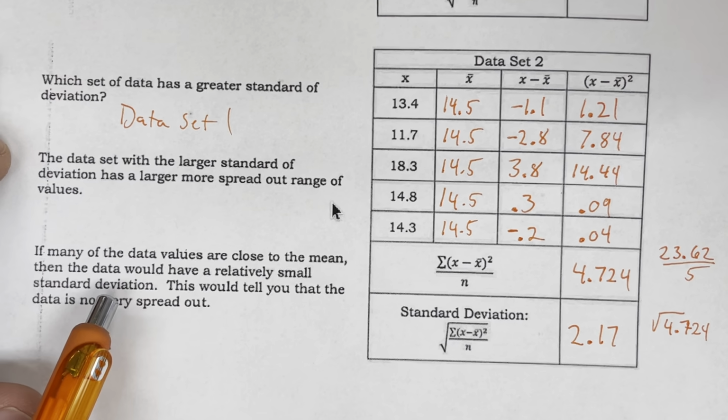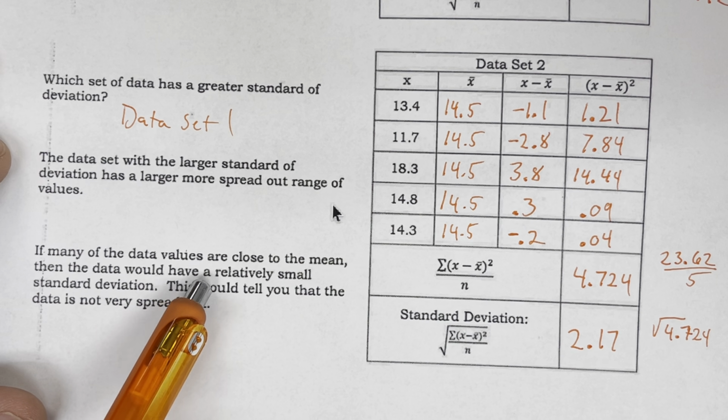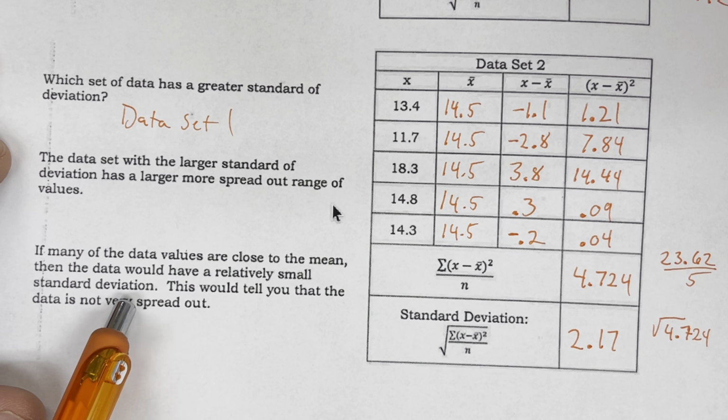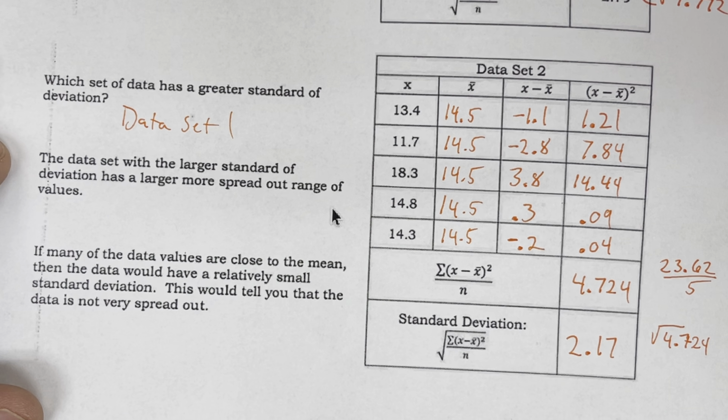If many of the data values are close to the mean, then the data would have a relatively small standard deviation. This would tell you that the data is not very spread out. So this is just a calculation that really tells us how close we are to the mean.